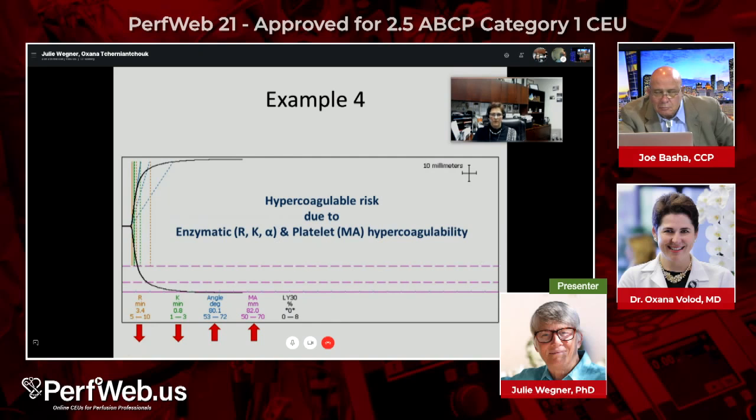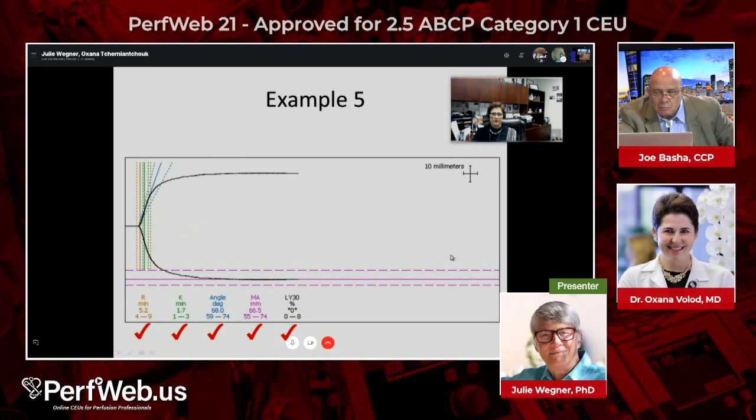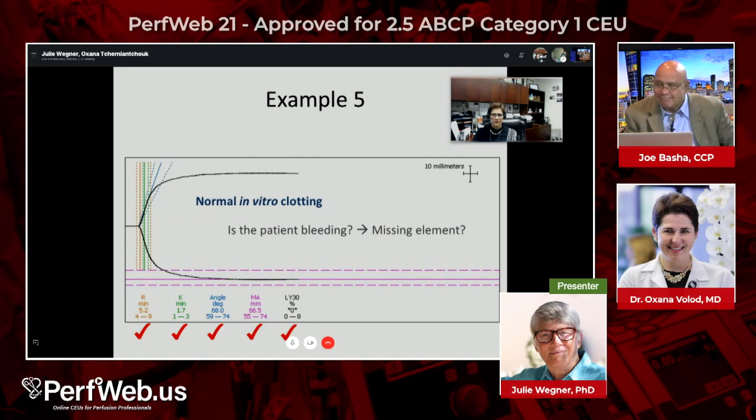Again, looking at the patient, the conditions, and what are they really at risk for relative to that. And then example 5, wow, everything's normal. So these are the best ones to have at the end of a case if the patient is not bleeding. But in this case, it just demonstrates normal in vitro clotting. What if the patient is actually bleeding? What information can you gain from the fact that you have a normal TEG, but the patient is bleeding?